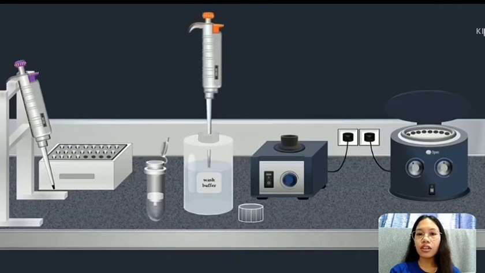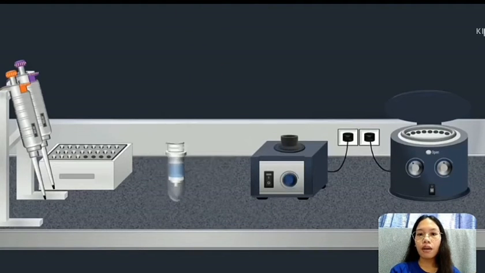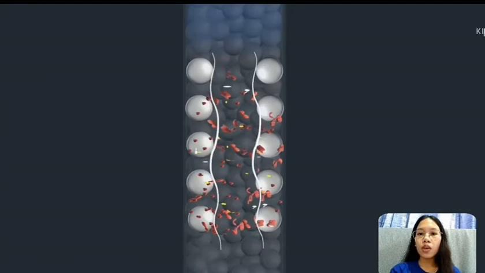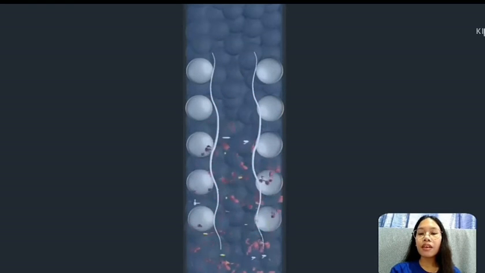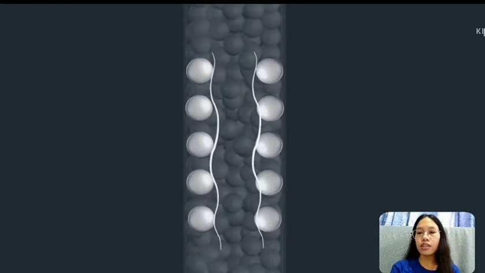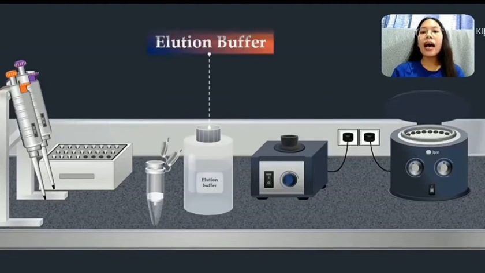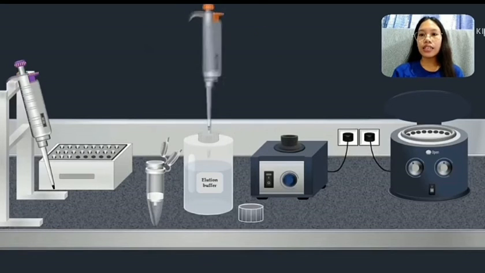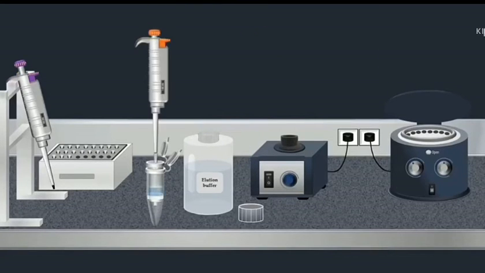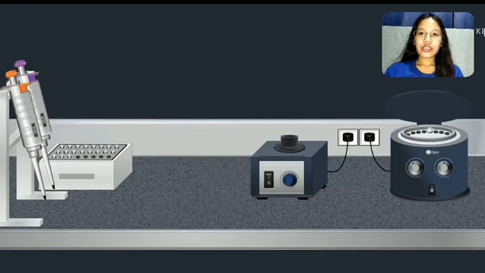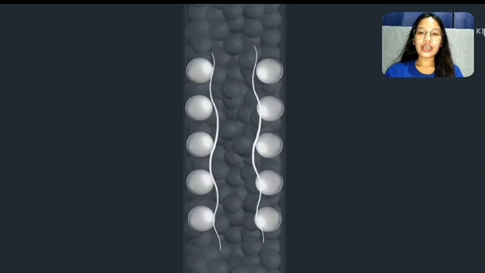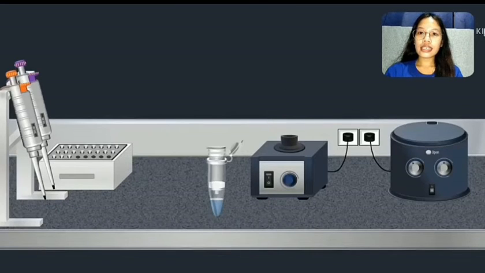So after discarding the filtrate, wash buffer is added. So the column is put in the centrifuge again, forcing the wash buffer through the membrane. So this buffer removes any remaining impurities from the membrane, leaving only the RNA bound to the silica gel. So once the sample is washed, the column is placed in a clean microcentrifuge tube, and then another buffer is added, which is the elution buffer. Then a centrifugation is carried out, forcing the elution buffer through the membrane. The elution buffer removes the viral RNA from the spin column, and a purified RNA, which is free of protein, inhibitors, and other contaminants, is obtained.